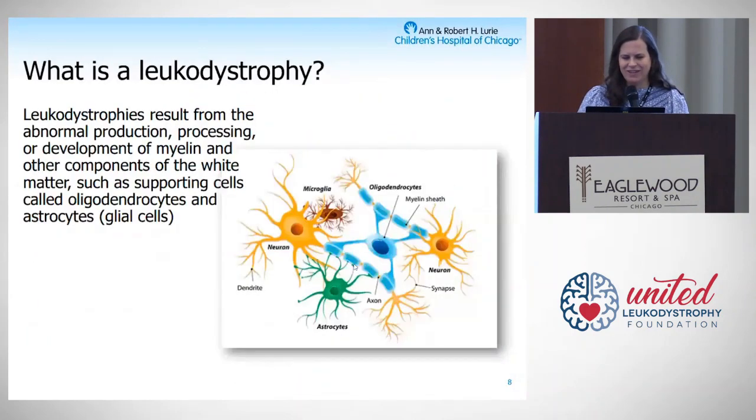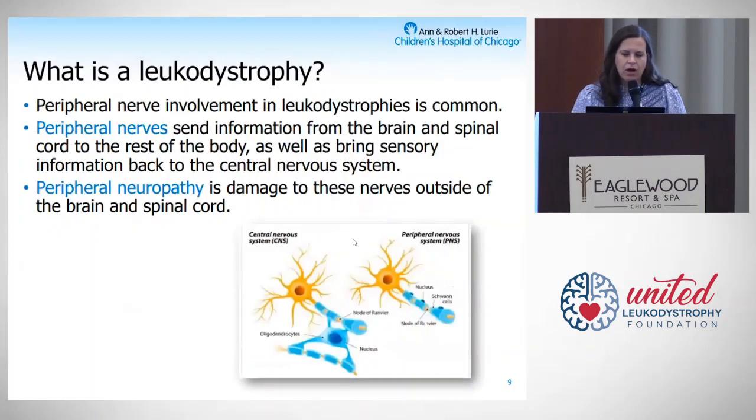It's very sensitive when I touch it. There you go. So I'm going to talk a little bit about peripheral nerves too. So peripheral nerves are the nerves that exit the spinal cord and go out to the muscles and nerves. They send information from the brain and spinal cord to the rest of the body, as well as bringing sensory information back. And peripheral neuropathy is damage to those nerves outside the nervous system.